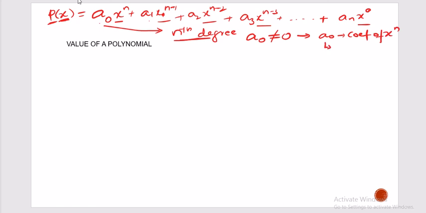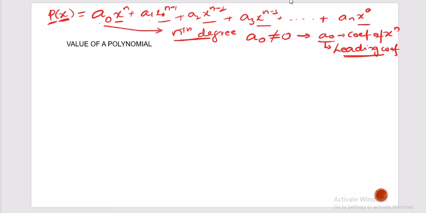So this particular a0, if you want to say it as an nth degree polynomial, we call it the leading coefficient. We will be reading it as the leading coefficient. Why are we calling it the leading coefficient? It is the coefficient of the variable with the highest power. So this a0 decides the degree of the polynomial, right?